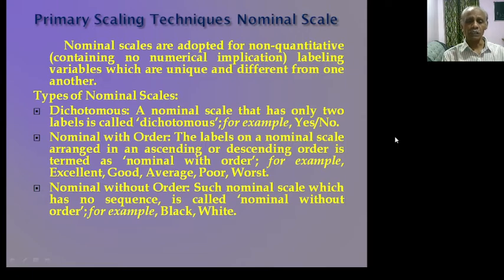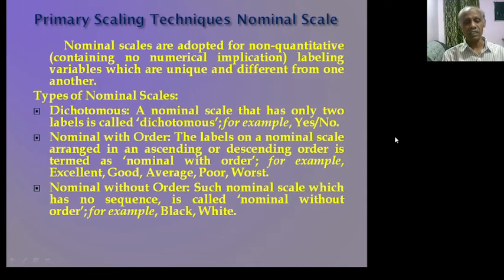Number 2, nominal scale with order. The labels on a nominal scale arranged in an ascending or descending order are termed nominal with order. For example, I asked some school children, how can you rate your school? The school children may say either excellent or good or average or poor or worst. I have given only 5 options.